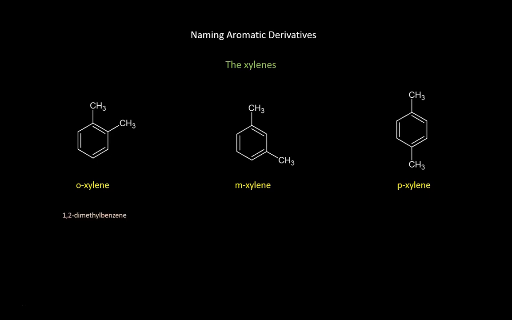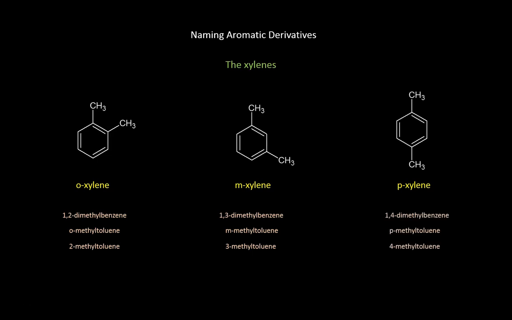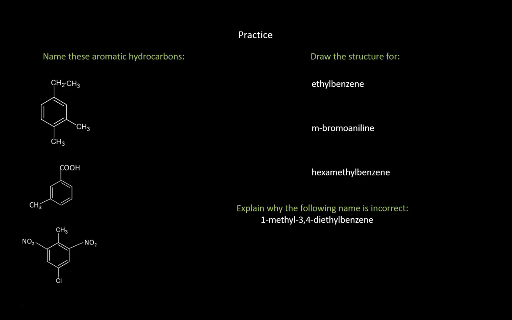1,2-dimethylbenzene, ortho-methyltoluene, 2-methyltoluene. In a similar manner, we have 1,3-dimethylbenzene, meta-methyltoluene, 3-methyltoluene, and these 3 as well. Finally, here is some practice for you. You could stop the video, try them, and then come back and see how you did.